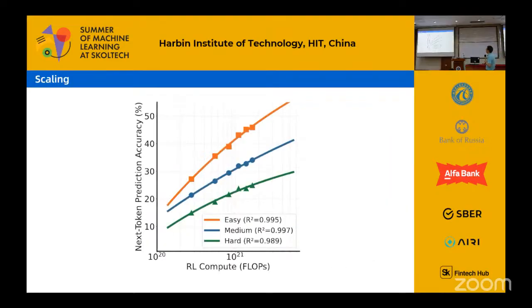So yeah, they also verify the scaling law: if we increase the computation budget, the next token prediction accuracy will improve significantly. I think the overall score is that the hard ones are still much harder than the easy ones, but they both improve with respect to the increase of the computation budget.